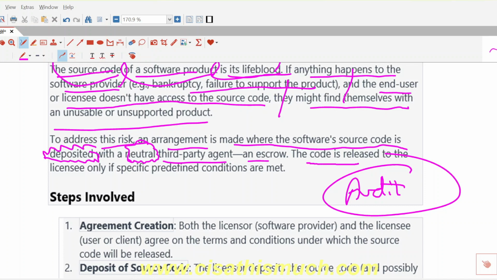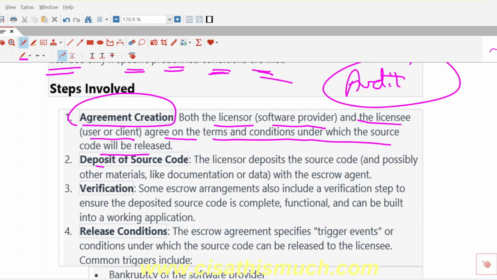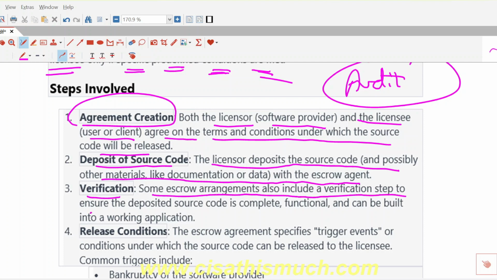The code is released to the licensee only if specific predefined conditions are met. Steps involved: agreement creation. Both the licensor, the software provider, and the licensee, the user or the client, agree on the terms and conditions under which the source code will be released. Deposit of the source code: the licensor deposits the source code and possibly other materials like documentation or data with the escrow agent. Verification: some escrow arrangements also include a verification step to ensure the deposited source code is complete.